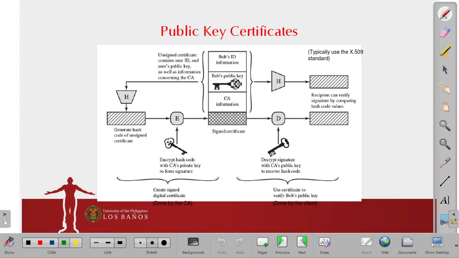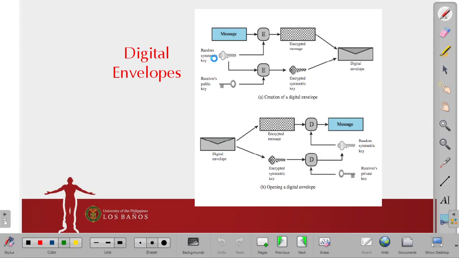Okay, so this figure, I'd like to emphasize that this is the main figure that you're going to use to understand your lab for today. So, public key certificates. The idea of having a certificate is having somebody certify for you that indeed you are the true owner of the information that you claim to have.